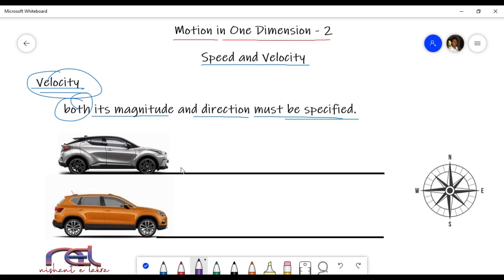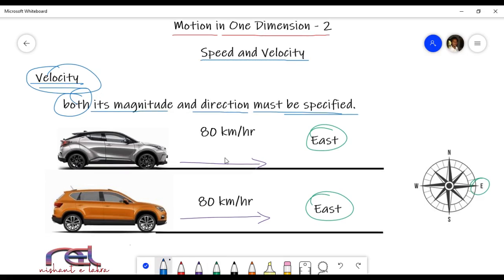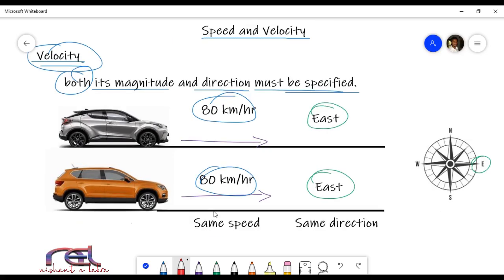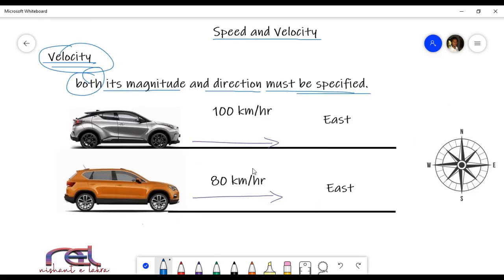Let's see an illustration. Let's say that there are two SUVs traveling on a highway. You will see the compass on the right hand side of your screen. Now these two SUVs are traveling in which direction? They're traveling eastward, right? They're traveling towards east. And you can also see that these two SUVs are traveling at the same speed. The first SUV is traveling at 80 km per hour, even the second SUV is traveling at 80 km per hour. So what is same here? Speed is same and direction is same. So in this case, we say that two bodies are moving with same velocities, where speed and direction is same.